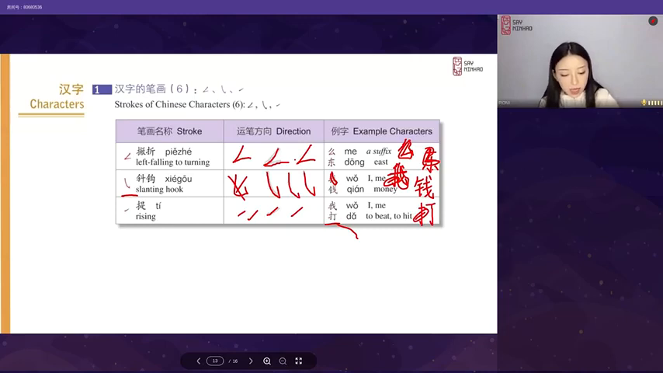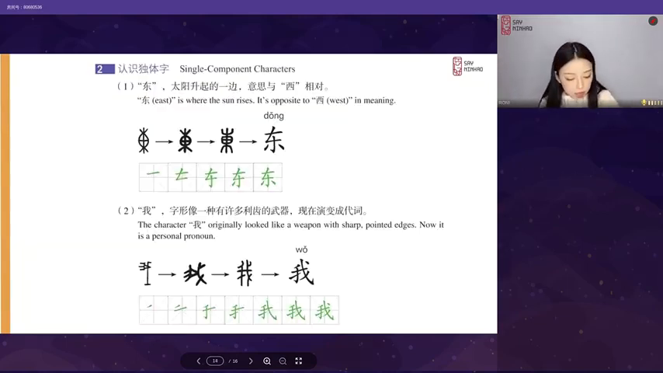Okay, let's write it again. First one is 撇折, left falling to turning, left falling to turning, 撇折. Next one is the slanting hook, 斜钩. And last one is 提, rising. Now let's move on to our single component characters. First one is 东, which means the east, opposite to the west.